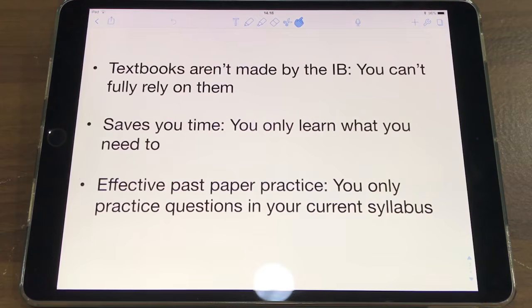So the only reason I could do that is because I checked the syllabus statements, I checked what I need to know. And the only way to make sure you've covered everything is to check it from the source itself, which is the syllabus statements. It saves you time. My teachers would often give me handouts and notes that were supposed to help me learn the subject. However, I found out that I didn't need to know half of these things because they weren't specified in the IB subject guide. So you can imagine how much time all of us spend learning things that we don't need to know.